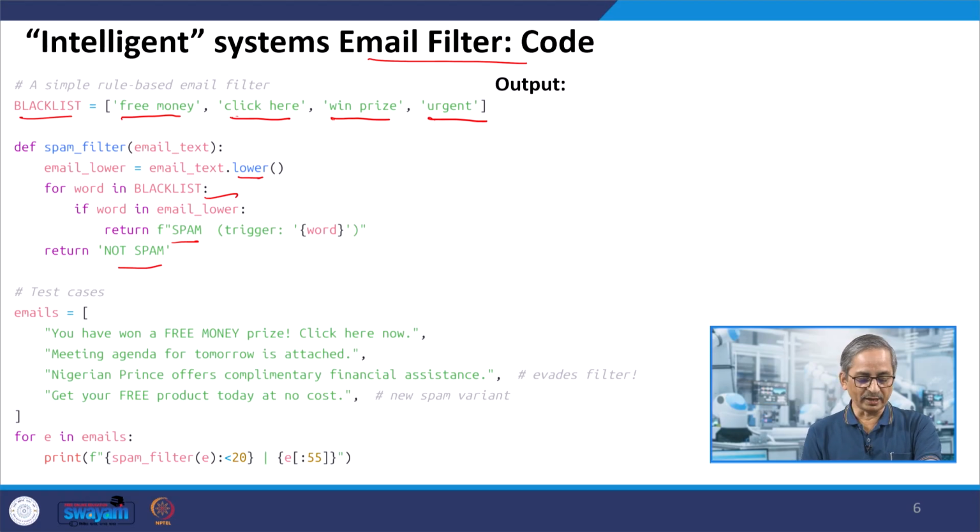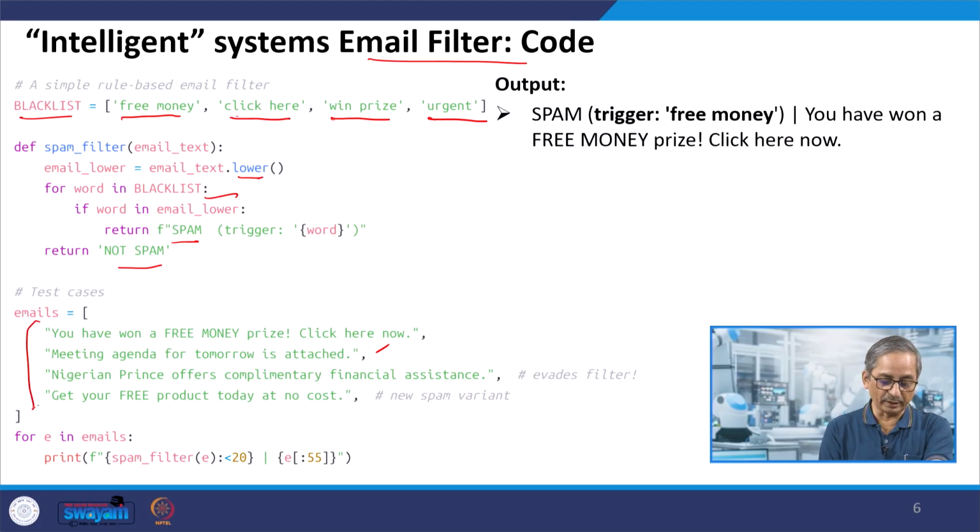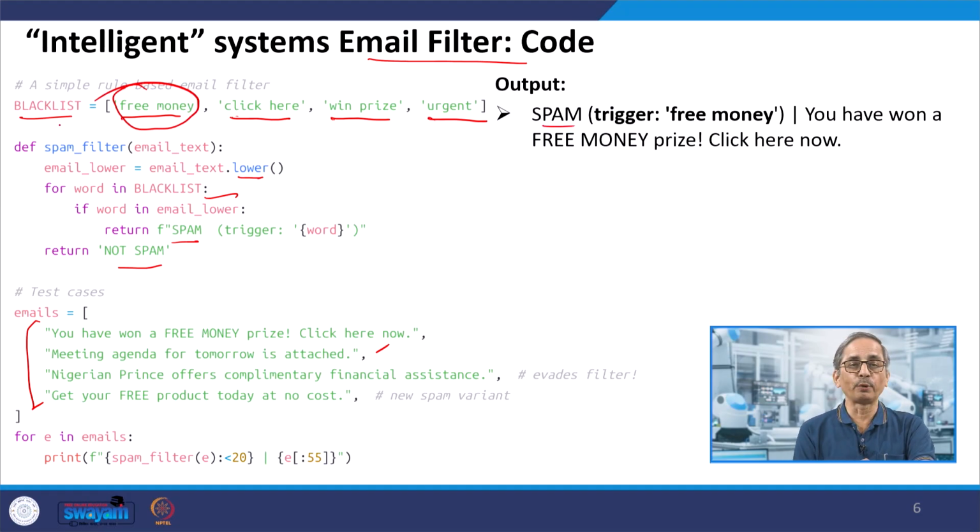For example, say your email has this type of content: you have won a free money prize, click here now; or meeting agenda for tomorrow is attached; Nigerian prince offers complimentary financial assistance; and get your free products today at no cost. So, for these 4 inputs, here are your outputs. The first one will be identified as spam because of the words free money that are in it.